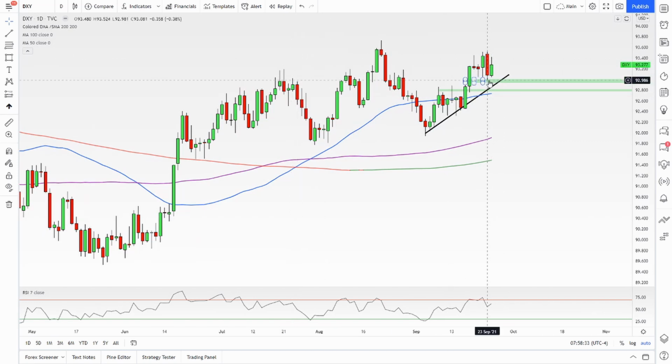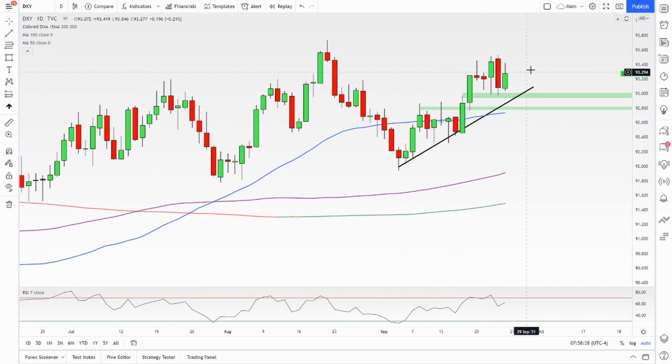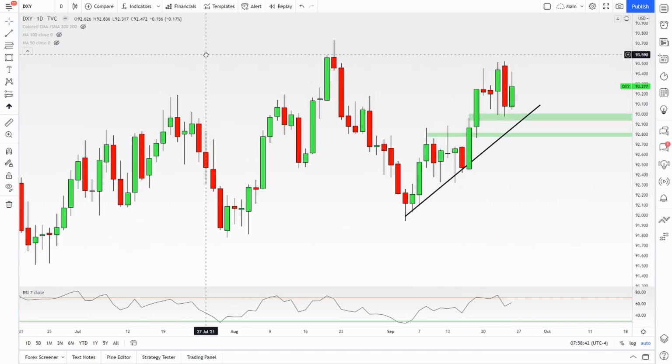And the old phrase, buy the rumor, sell the news. Well, it does seem like again, the rumor is sort of pushing the dollar higher. So with that said, the dollar is definitely hot on our watch list.